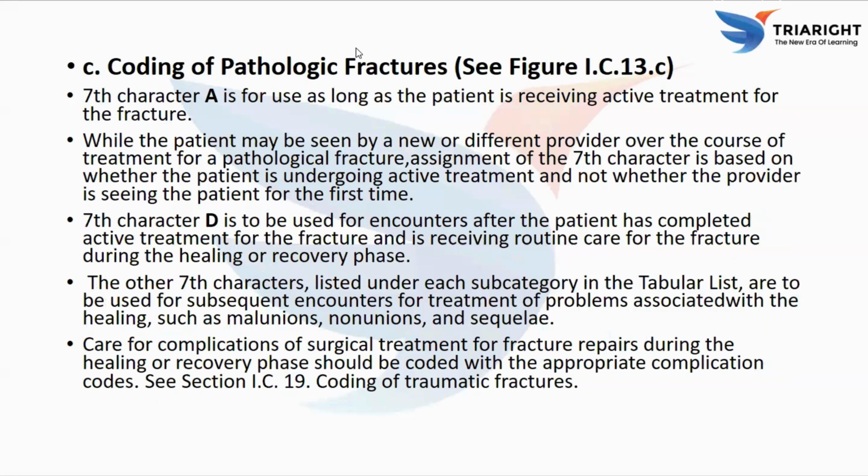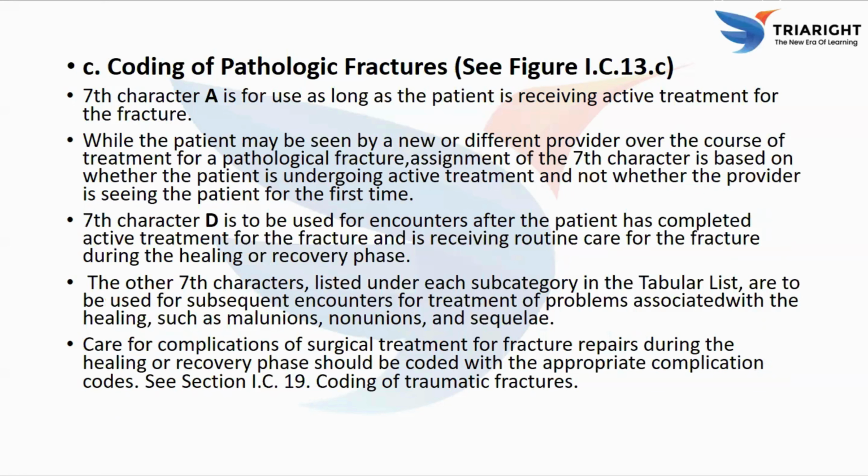So, coding of pathological fractures. This is also an important guideline. Coding of pathologic fractures involves the seventh character. Seventh character A indicates active treatment. So use A when the patient is undergoing active treatment for the fracture.